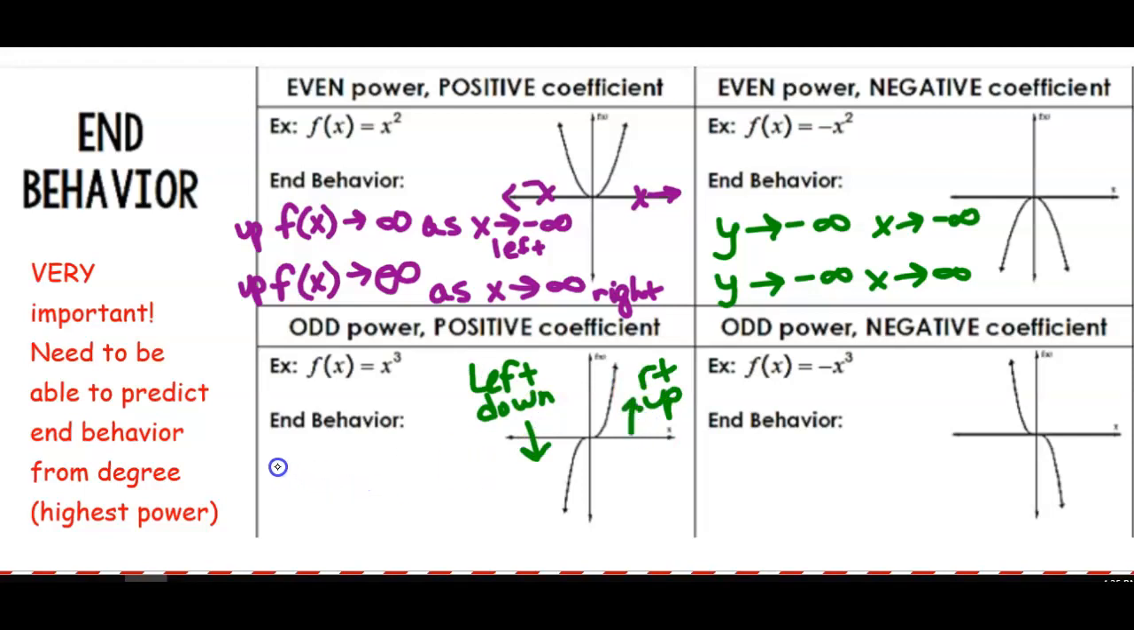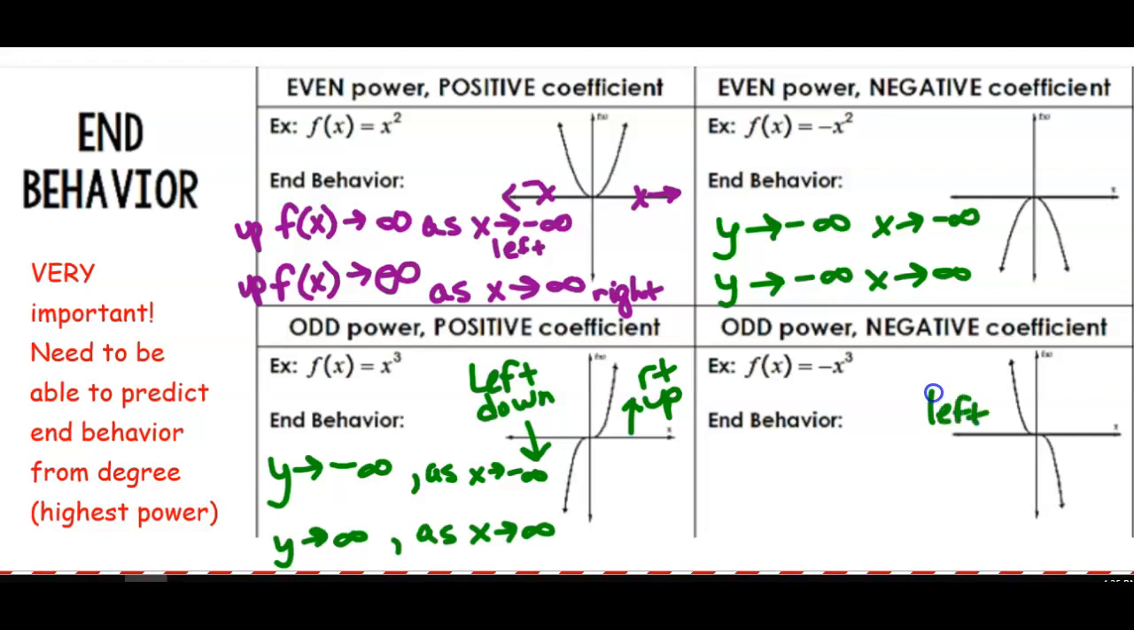Okay? So to say that, we say down: y is negative on the left, as x gets more negative, and y is positive or up as x gets more positive or goes to the right. And then it flips if you have a negative out front, so it's left up and right down.